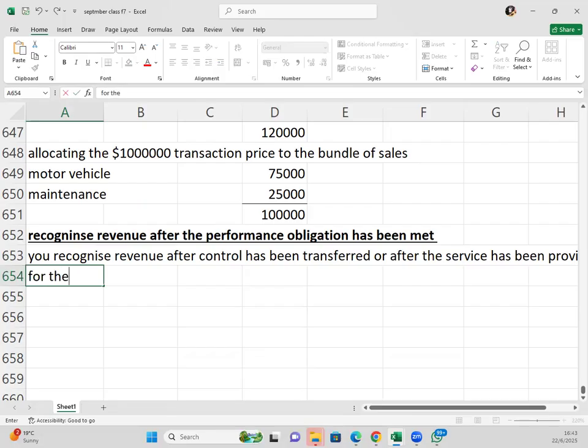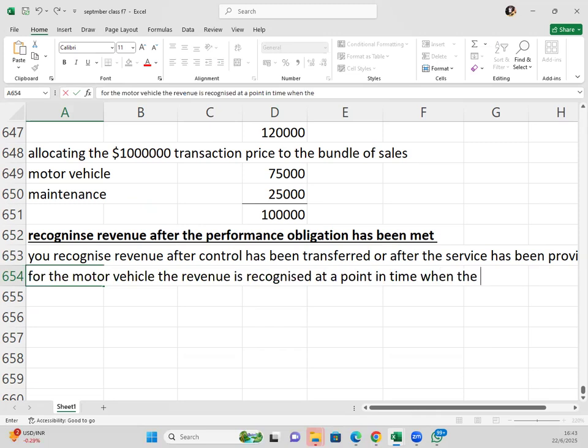So for the motor vehicle, the revenue is recognized at a point in time. The revenue is recognized at a point in time when the vehicle is delivered. So we recognize revenue at a point in time.